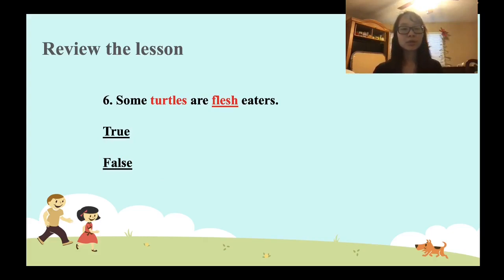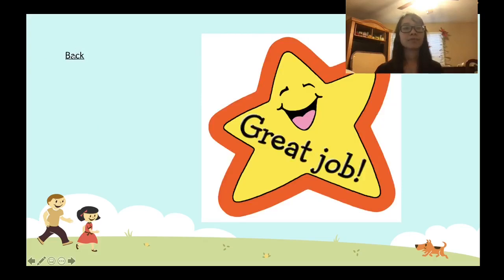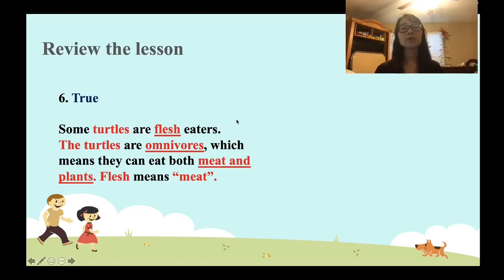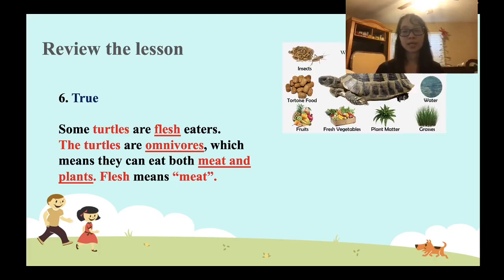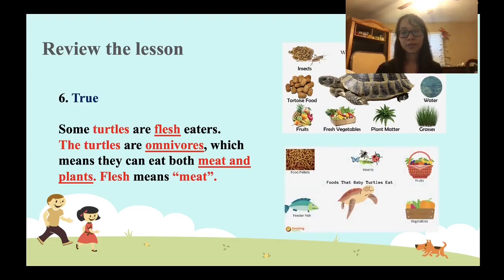Question number 6. Some turtles are flesh eaters. Turtles are omnivores, which means they can eat both meat and plants, and some of them can eat meat. Yeah, it's the true answer. Some turtles are flesh eaters because they are omnivores, which means they can eat both meat and plants, and flesh means only meat. See the picture, they can eat insects, fruit, vegetables, and fish. We see the baby can eat fish too, and fruit and vegetables.